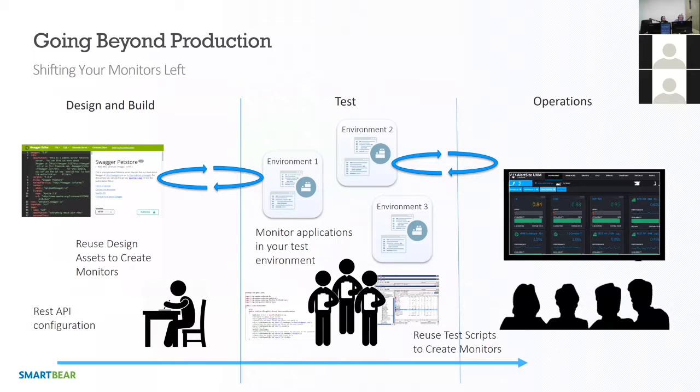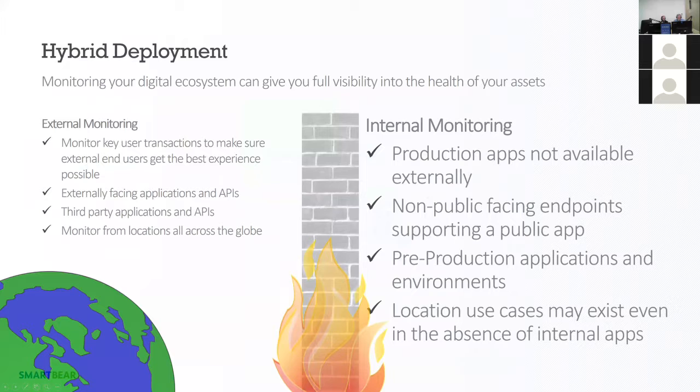All right, can we go? I want to take a little bit of a side trip into kind of locations. If we can go back to the hybrid deployment slide. So I talked about being able to monitor from anywhere in the globe in the earlier picture, talking about the AlertSite platform. And we have a global network of nodes, and we can run our web and API monitors from anywhere where those nodes exist throughout the globe.